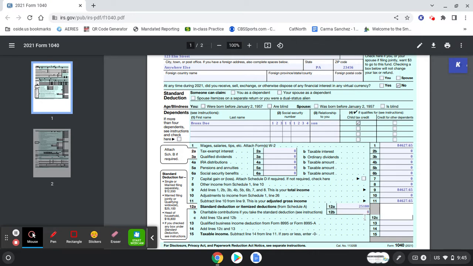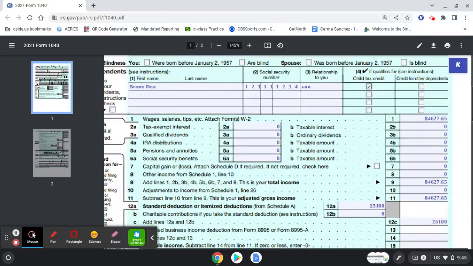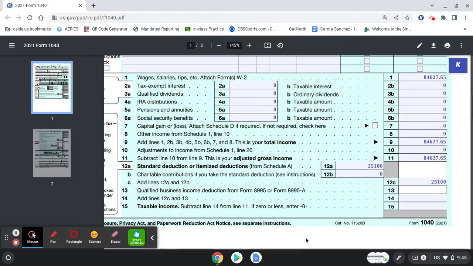Add lines 12A and 12B. All right, qualified business income. Nope, don't have it. Add those two together. And finally, subtract the standard deduction from our total income.